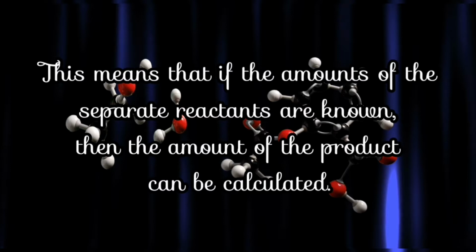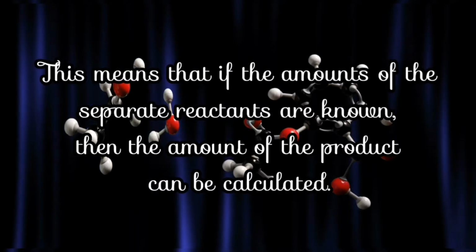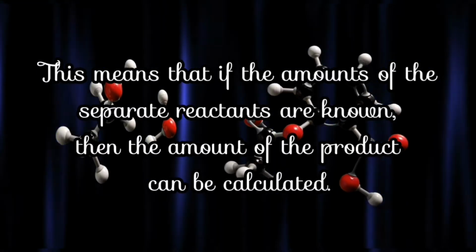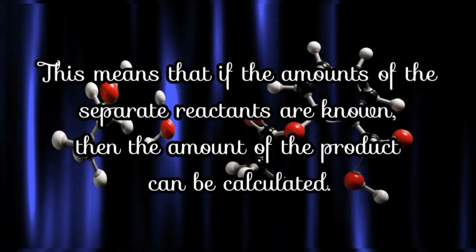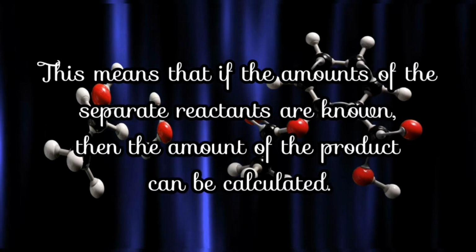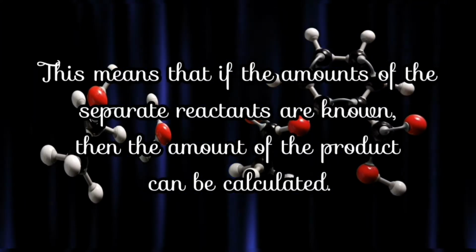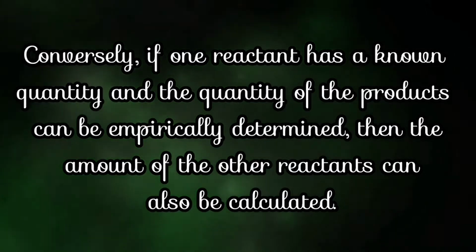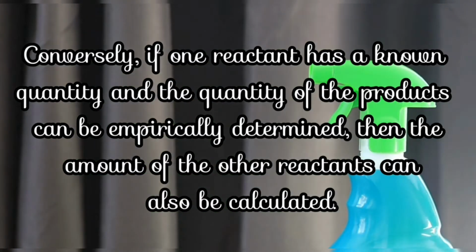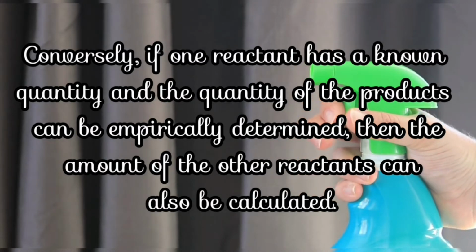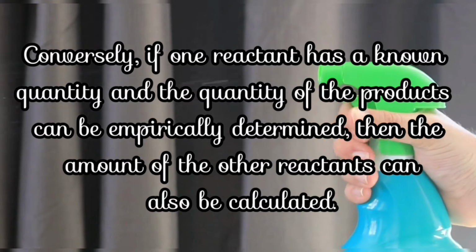Stoichiometry. This means that if the amounts of the separate reactants are known, then the amount of the product can be calculated. Conversely, if one reactant has a known quantity and the quantity of the products can be empirically determined, then the amount of the other reactants can also be calculated.